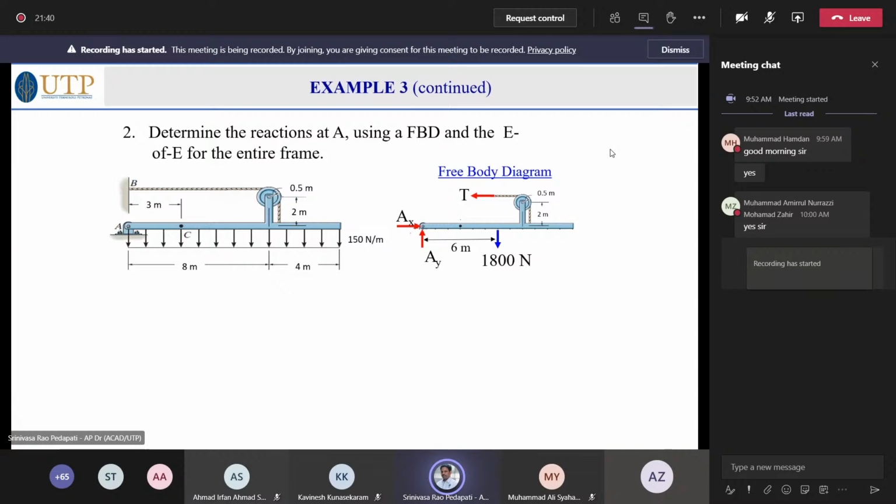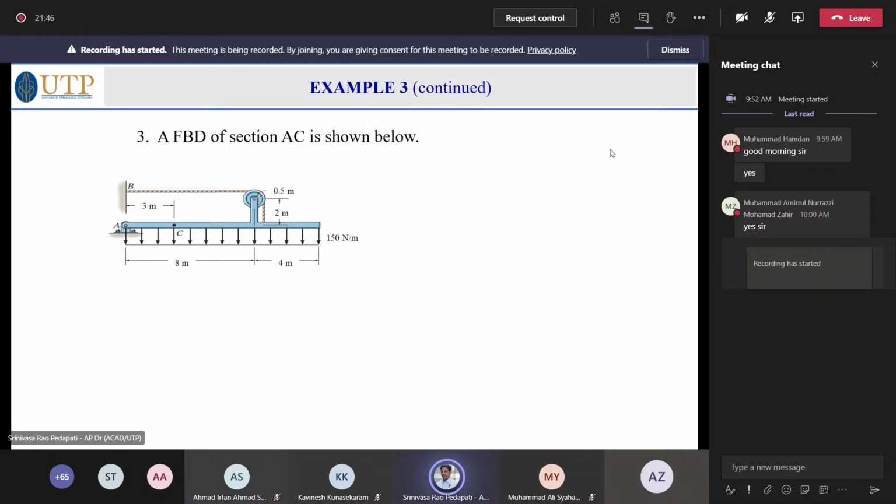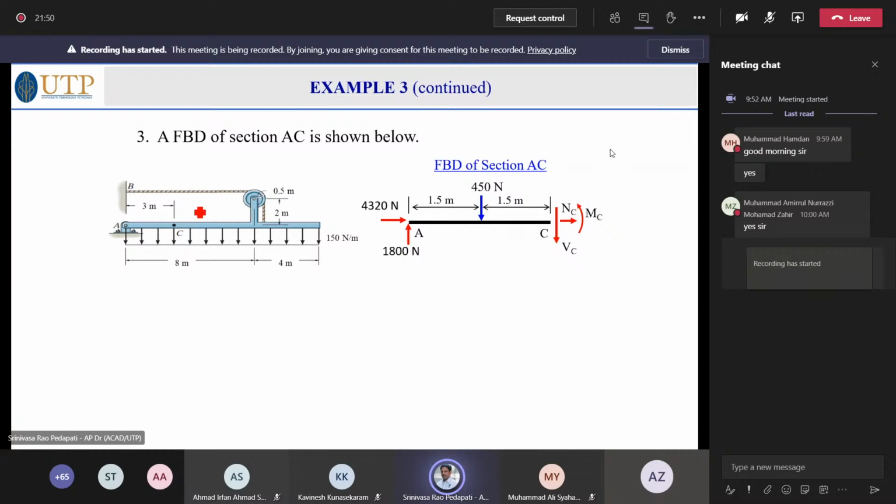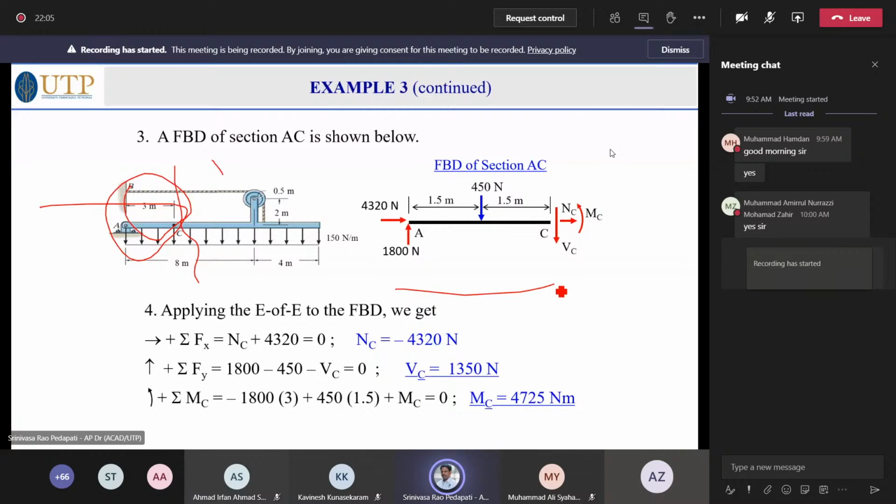So example 3 also, I think we did this one. This one again, the same pattern. You take a free body diagram of the section at C. This time we take the moments about A and C, that means this part is taken, A and C. This is what we had in the previous class.